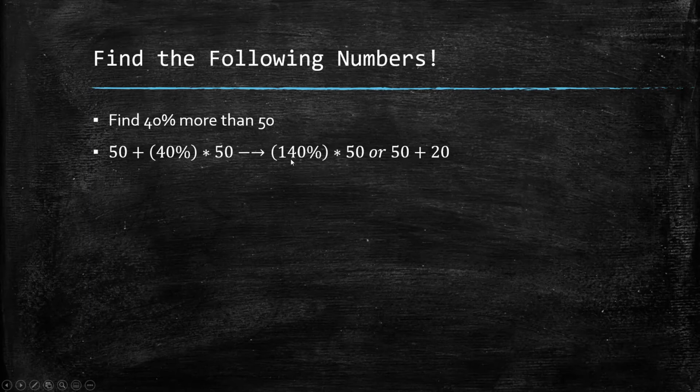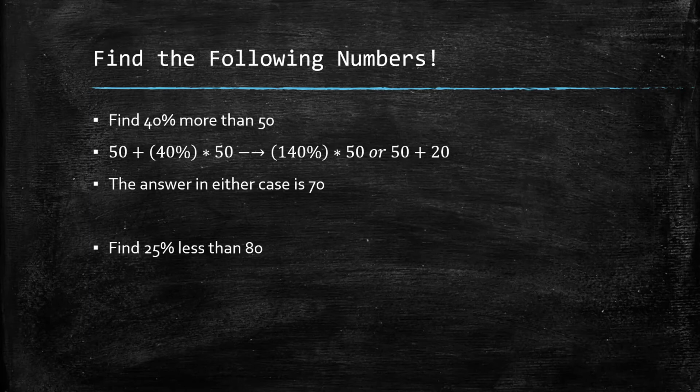And there's two different ways that we can look at this. The first one is to say that I've got 100% of 50 and 40% of 50, so that is 140% of 50. The other way is to just calculate this multiplication first. So 0.4 times 50 is the same as 20, and we can say that that's 50 plus 20. Either way we do it, if you do 1.4 times 50 or you do 50 plus 20, you'll get an answer of 70.